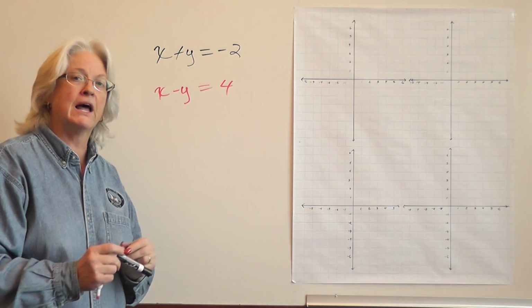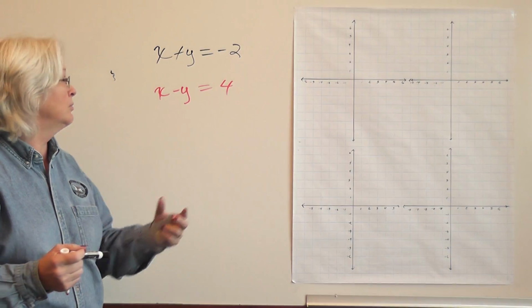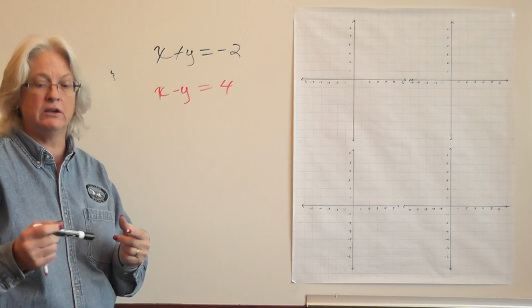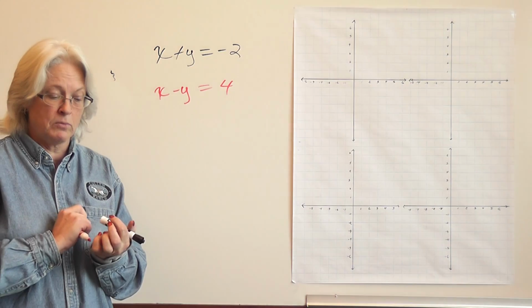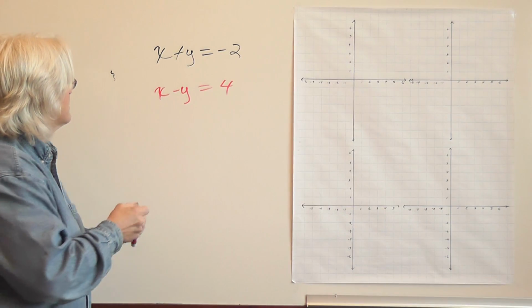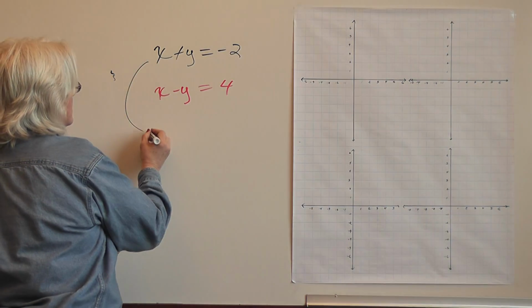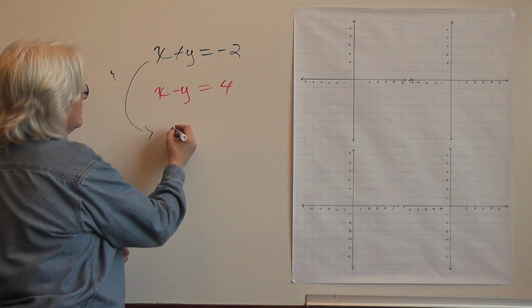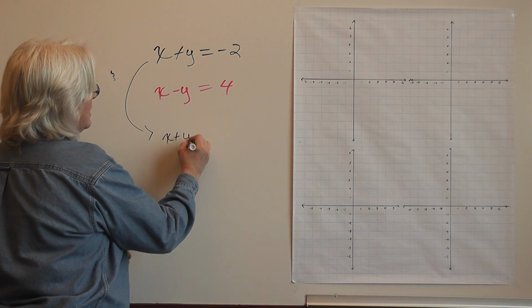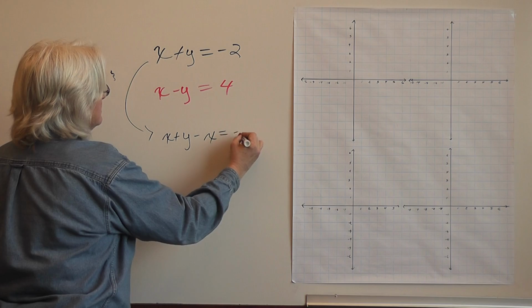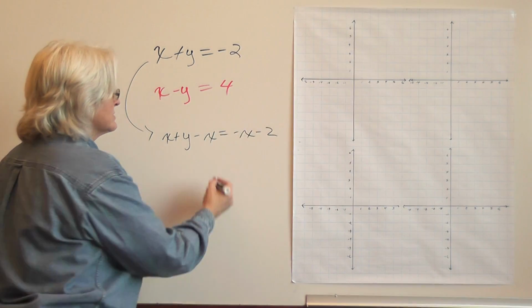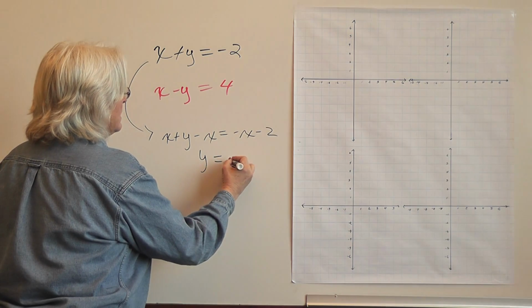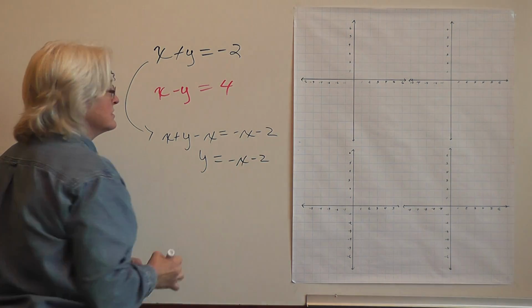Remember, back to last week, if you want to graph the equation of a line and you can put that equation of a line into slope-intercept form, it's very easy to graph. So first, we're going to say x plus y minus x is equal to negative x minus 2. We subtract an x from both sides of the equation. y is equal to negative x minus 2.